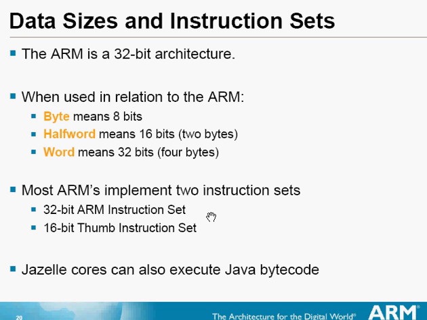Most ARMs implement two instruction sets, the 32-bit ARM instruction set and the 16-bit Thumb instruction set. So we have two kinds of instruction set. One is the 32-bit instruction set, which we call the ARM instruction set, and the 16-bit one we call the Thumb instruction set. There is one more instruction set which is a mix of these 32 and 16 bit. We call it the Thumb-2 instruction set. Jazelle cores can also execute Java bytecode.